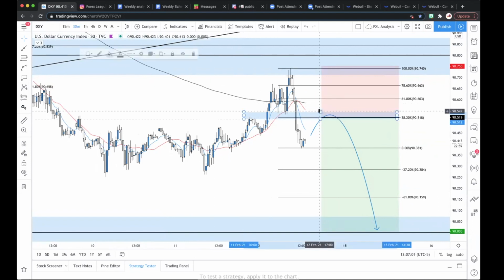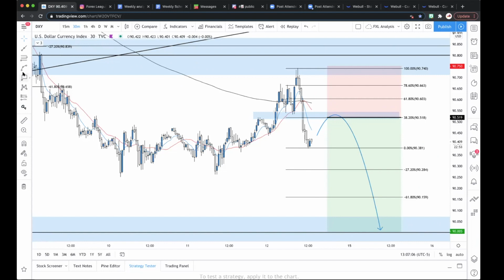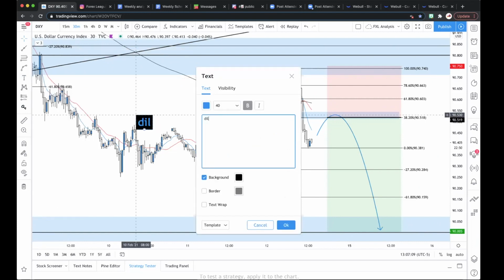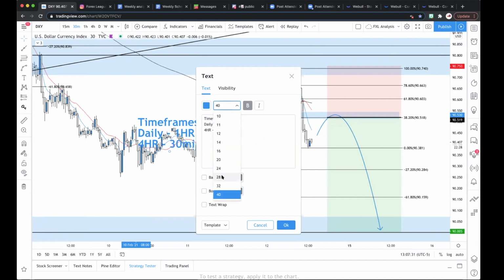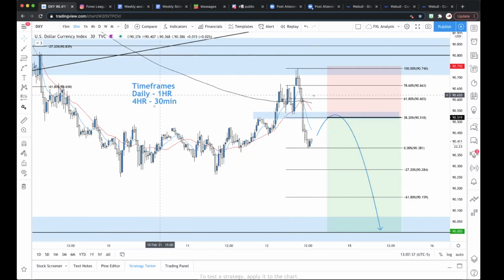All right, let's see. I'm going to put this on the chart for you guys. So this is just suggestions. Daily, 1 hour, 4 hour, 30 minutes. So do this, guys. Jump around. Go from the daily, look for examples on the daily. Go to the 1 hour, and kind of just try and develop this idea for you guys.